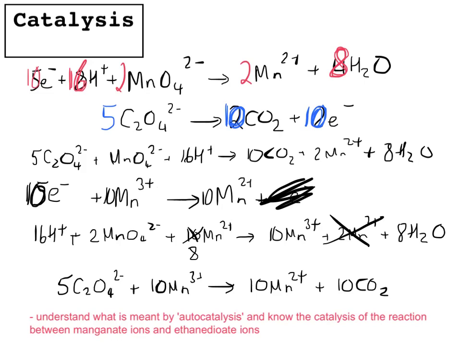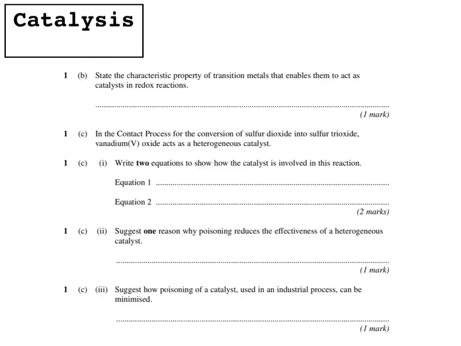And so that's how these are quite difficult to remember if you just try to remember them off by heart. You can, though, work it out. Basically, all you need to know is that manganate ions turn to Mn2+ and C2O4 2- ions turn to CO2. And then from that, you can work out all the rest. So let's have a look at a few past exam questions on this.